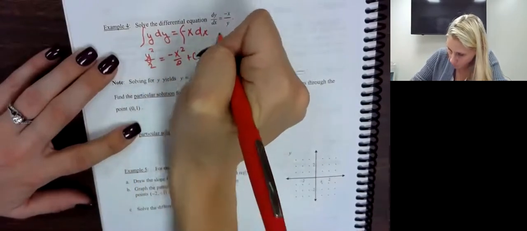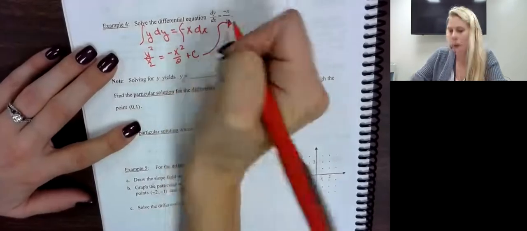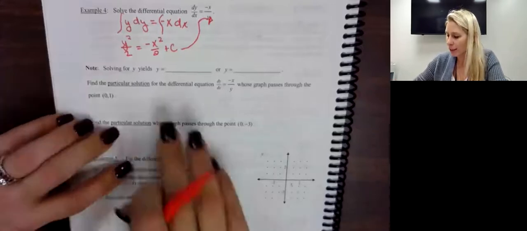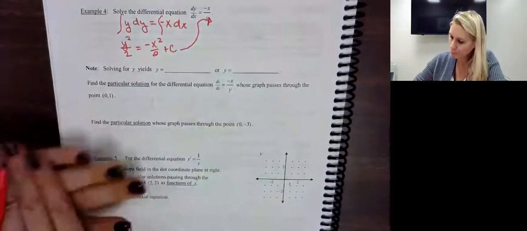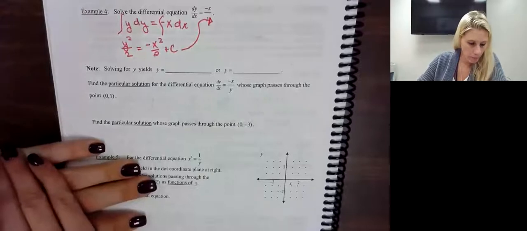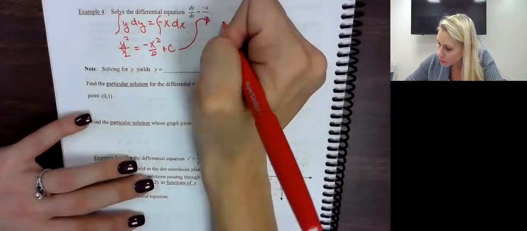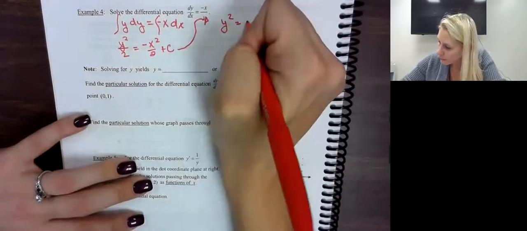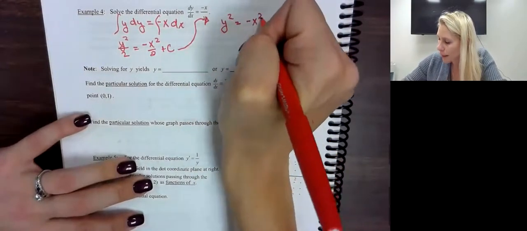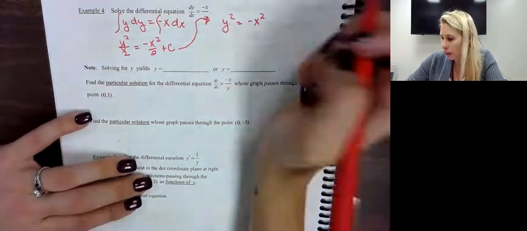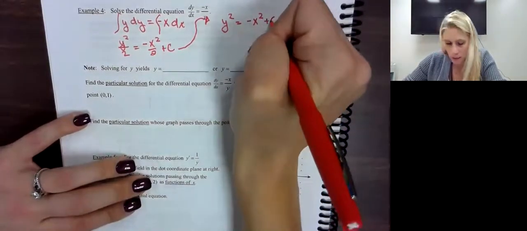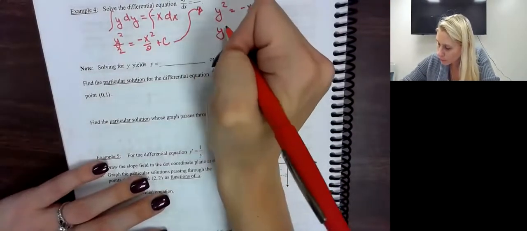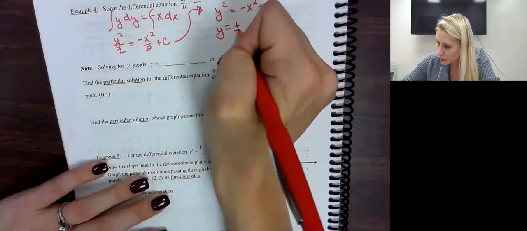I'm going to draw my arrow so whoever's looking at my work in the future can follow it. Now I'm going to get y by itself because as you can see, we're solving for y. So I'm going to multiply both sides by 2. So I get y squared equals -x squared plus c. Now we don't have to say plus 2c because of course it's still a constant. And now how do you get rid of a square? You take the square root. How many answers do you get? You get 2.